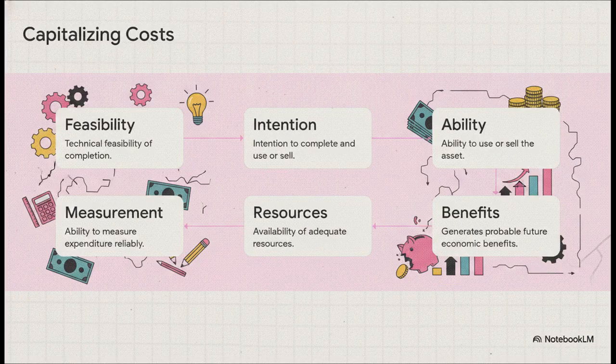To actually capitalize those development costs, you have to prove all 6 of these specific criteria. You need the technical feasibility of completion, the intention to complete and use or sell it, the actual ability to use or sell it, proof of how it'll generate probable future economic benefits, the availability of adequate resources to finish the job, and the ability to reliably measure what you spent. You have to hit every single one.